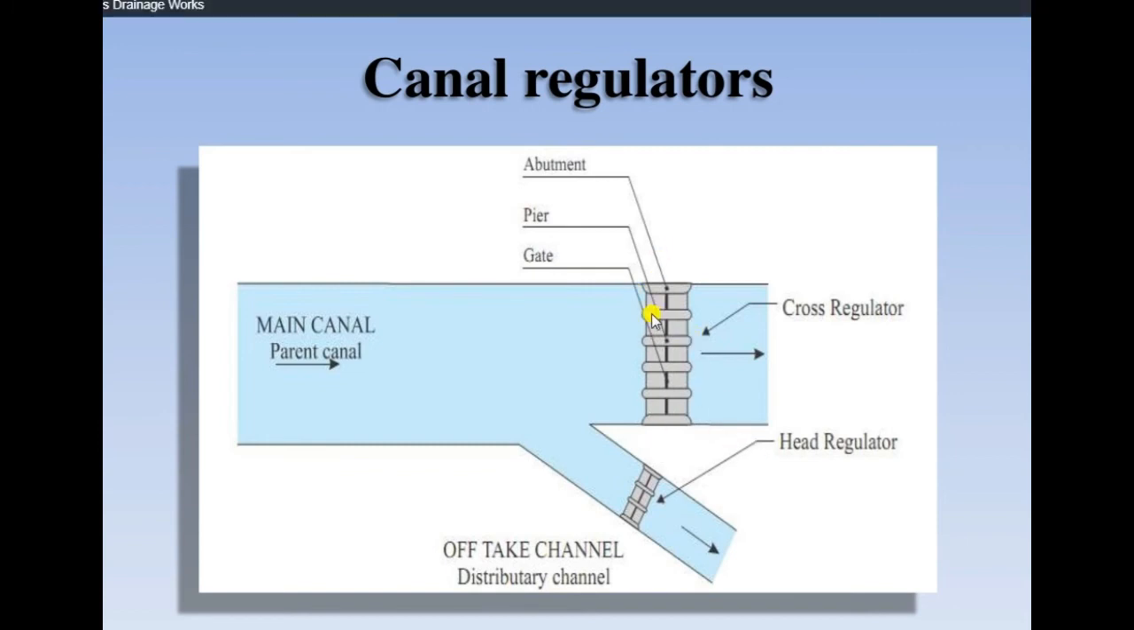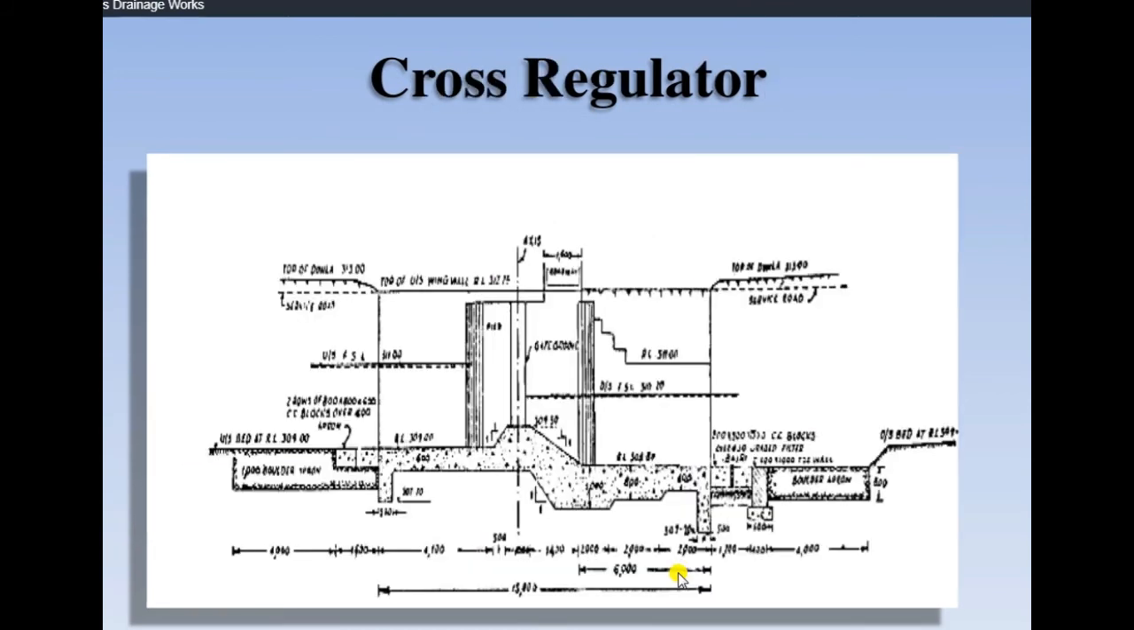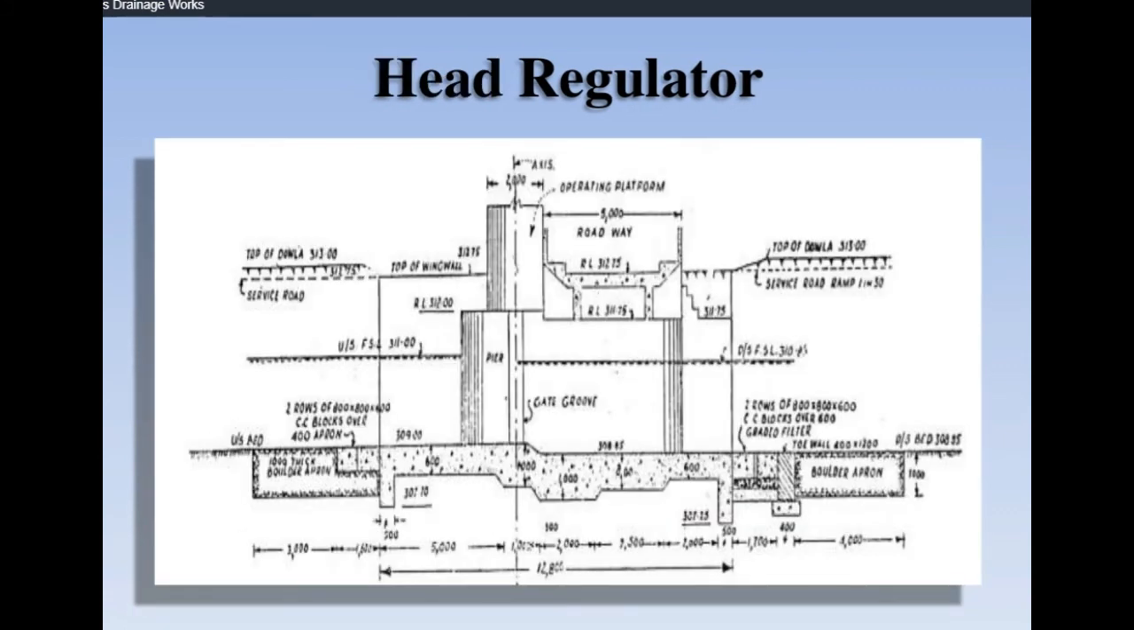Now this is another picture of the head regulator and cross regulator. Now this is the cross section of the cross regulator. We can see there is some gate arrangement, and the piers or the steps for rising from that. That is the roadway. We also construct the roadway for crossing the canal by using the head regulator. Now this is another figure for head regulators.